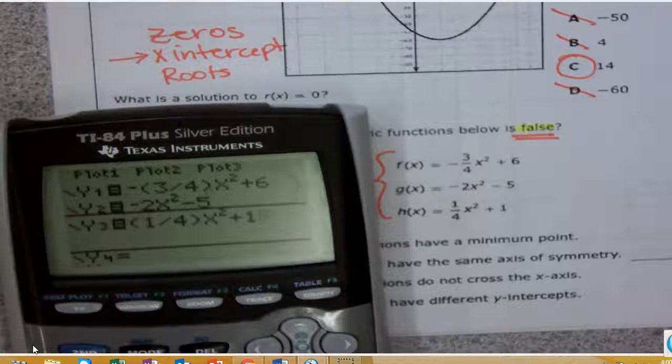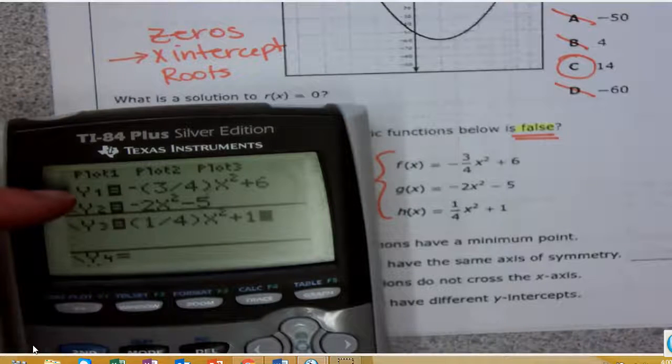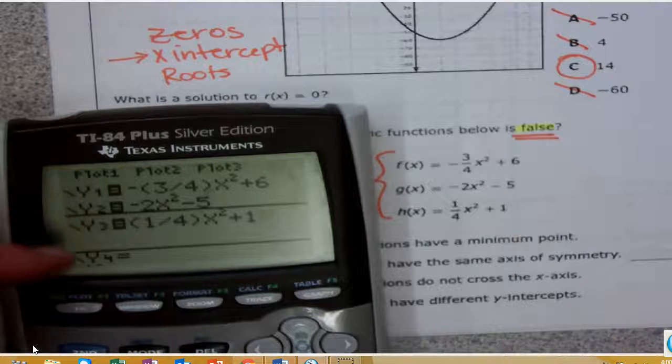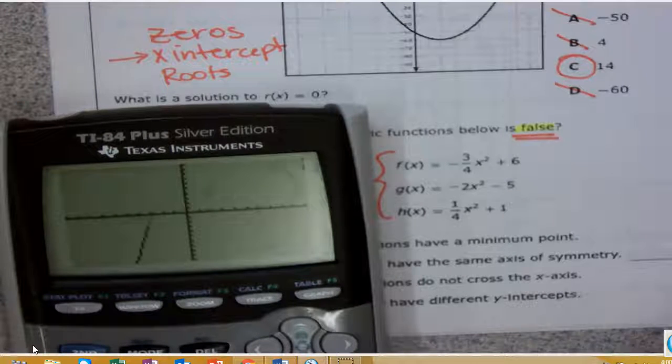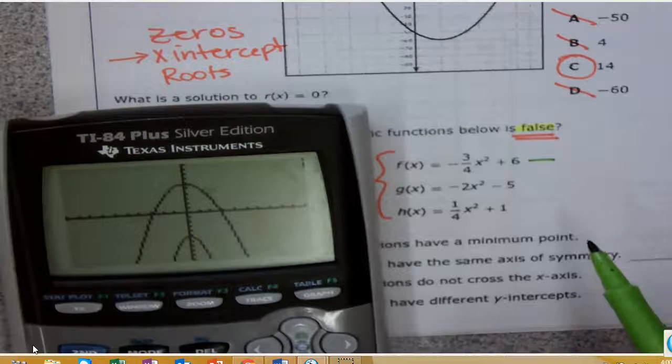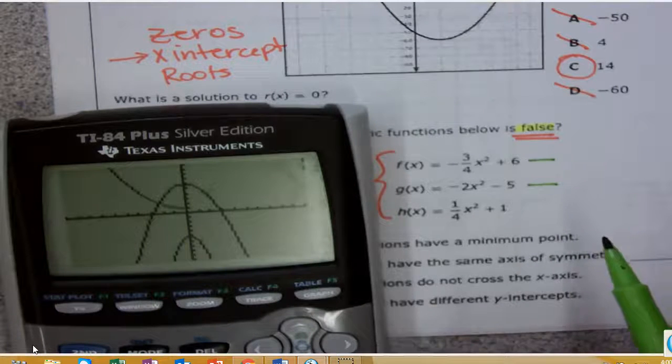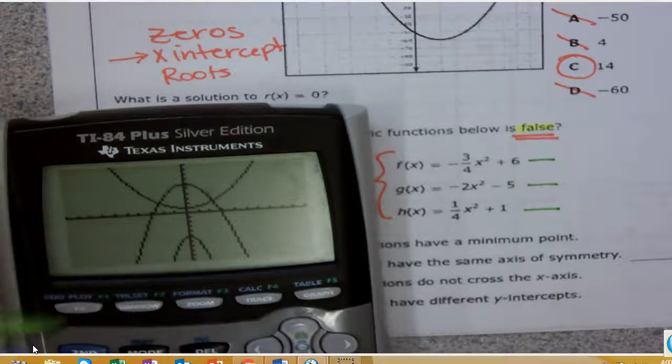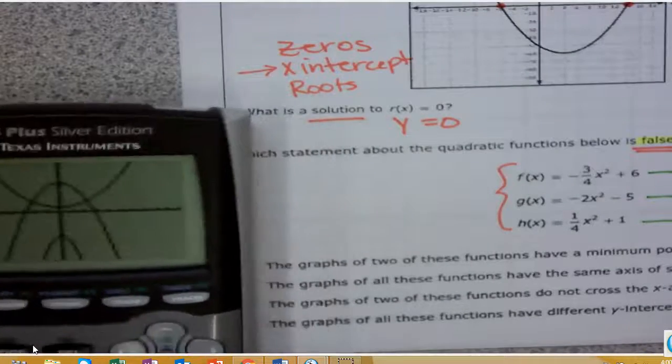Plus 1. Now, I'm going to watch this, and as it graphs these three equations, it is going to graph them in sequence. So it's going to graph this one first, then this one second, and then it's going to graph this one last. So when I press graph, that is this one, that second one is this one, and that top one is this one. So now I've got all three graphs on my screen so I can look and compare and answer these questions.